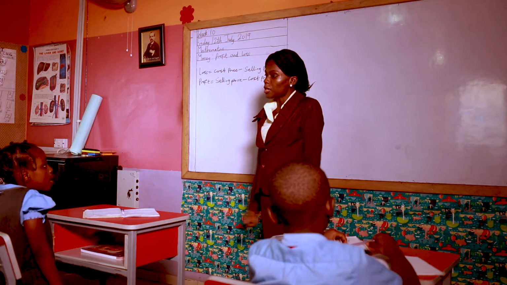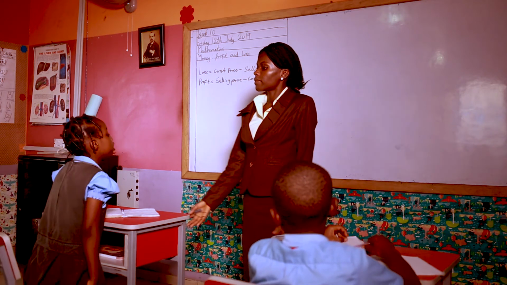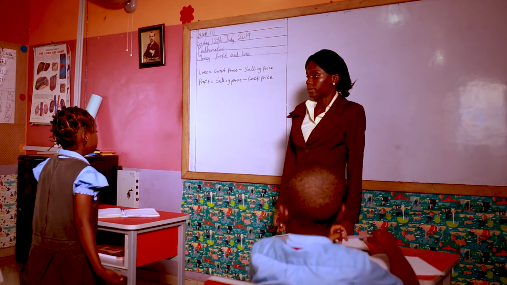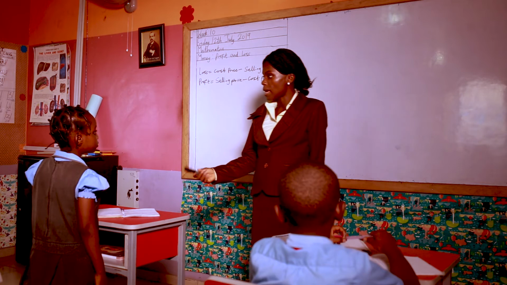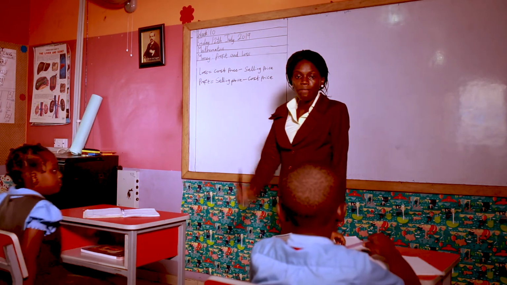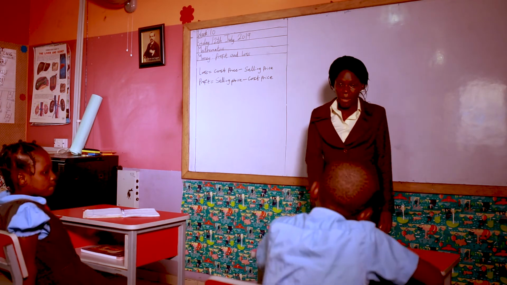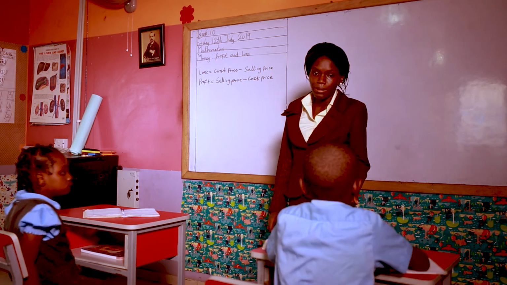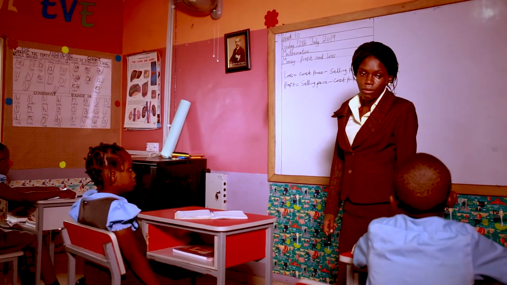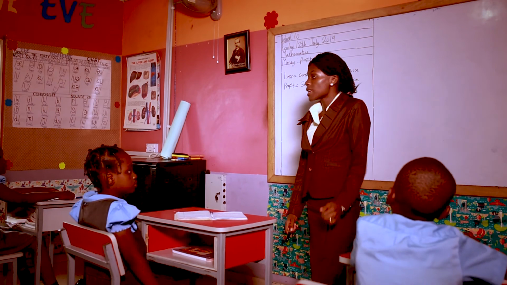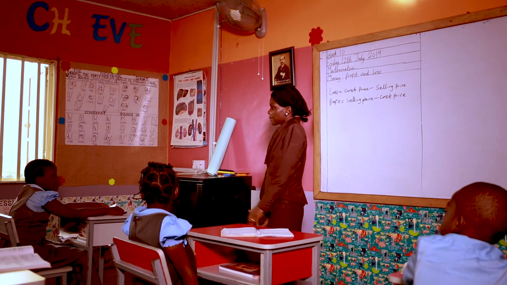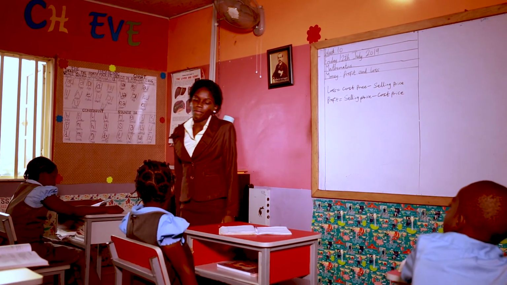Esther, can you tell us what cost price is? The cost price is the amount that you bought a product. Okay, the amount you pay when you buy a product. Beautiful, you can have your seat. If my cost price is greater than my selling price, what do I call that? It's a loss. Beautiful. Ike, when my selling price is greater than my cost price, what is that? It's a profit. That's very beautiful.